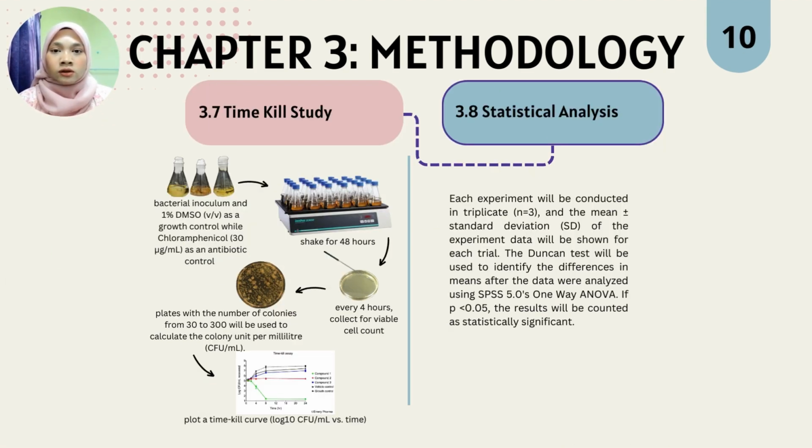Next is time-kill study. A culture with bacterial inoculum and 1% DMSO in MHB will serve as growth control, while chloramphenicol will serve as antibiotic control. The culture will be shaken in a rotary incubator shaker for 48 hours. Every 4 hours, a sample will be collected for viable cell count. Only plates with the number of colonies from 30 to 300 will be used to calculate the colony forming unit. For every extract concentration and control, a time-kill curve will be plotted. Lastly, statistical analysis. Each experiment will be conducted in triplicate. The mean and standard deviation of the experimental data will be shown for each trial. One-way ANOVA will be used to identify the differences in the means.